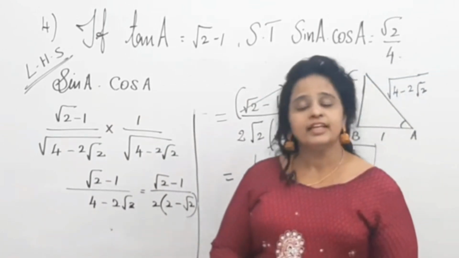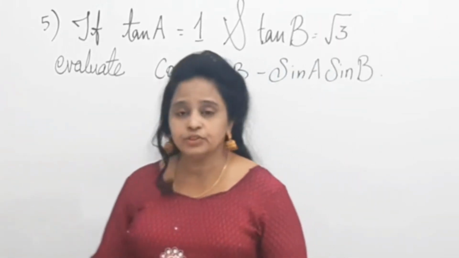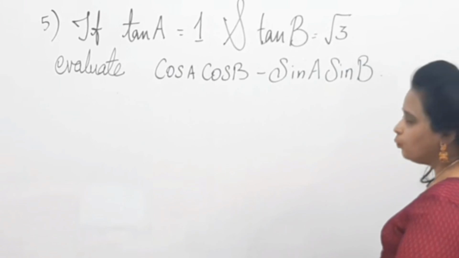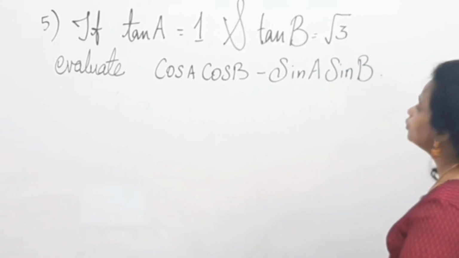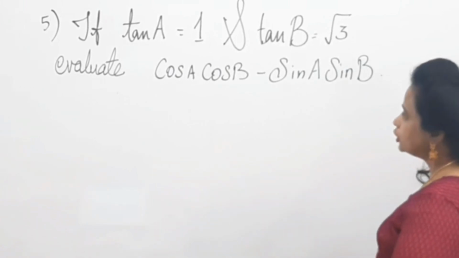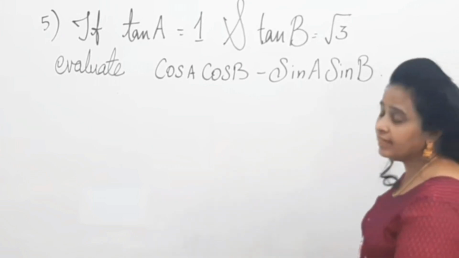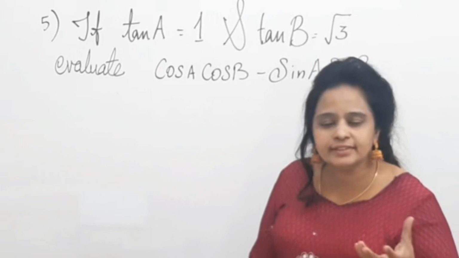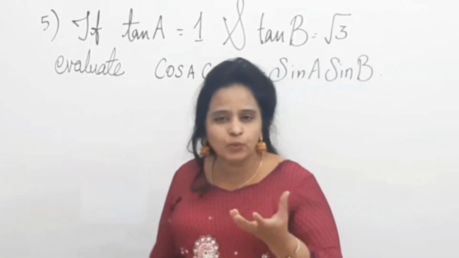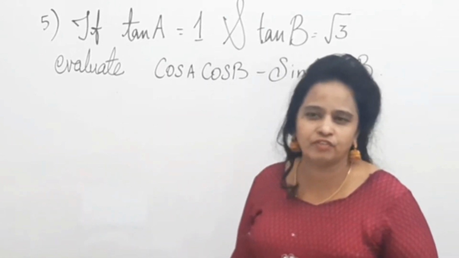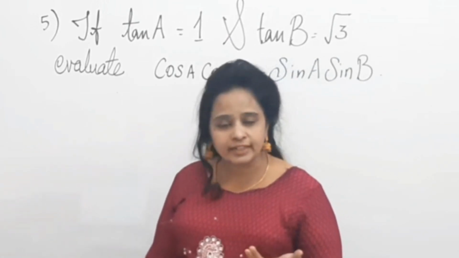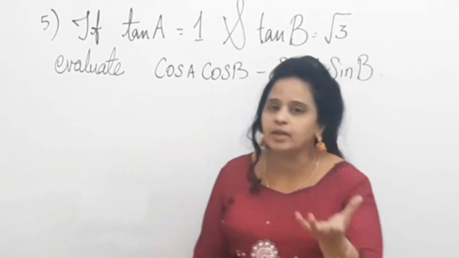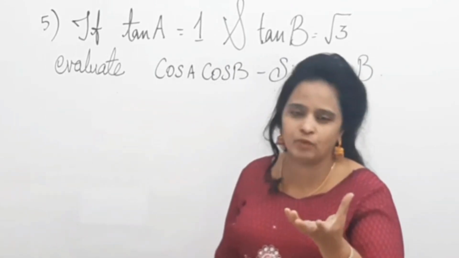Now we move on to the next question. Children, we move on to the next question. It says, if tan A is equal to 1, tan B is equal to root 3, evaluate cos A cos B minus sin A sin B. What do you mean by evaluating? Evaluating in the sense you have to find the value. It can be a fraction or an integer or an irrational number or a decimal, whatsoever may be. But it must be a number value.